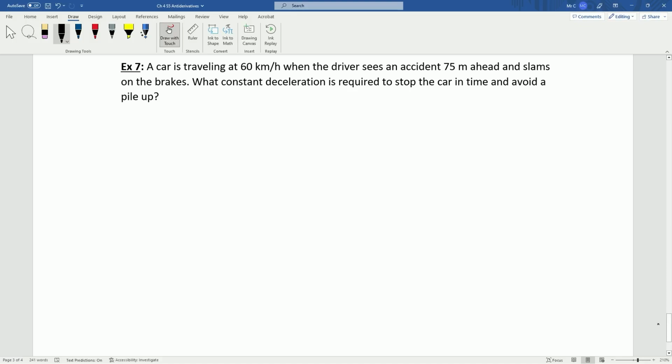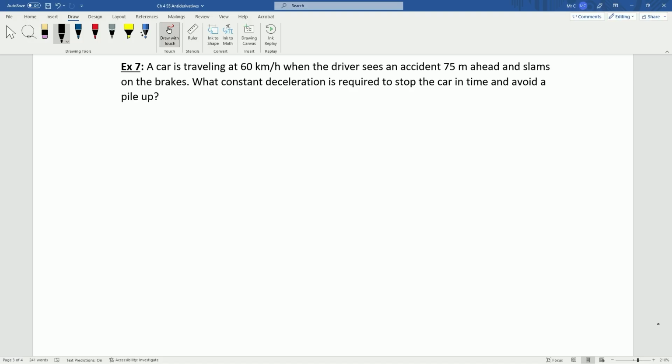Okay, so for this last example, we have a car traveling at 60 kilometers per hour when the driver sees an accident 75 meters ahead and slams on the brakes. What constant deceleration is required to stop the car in time and avoid a pileup?